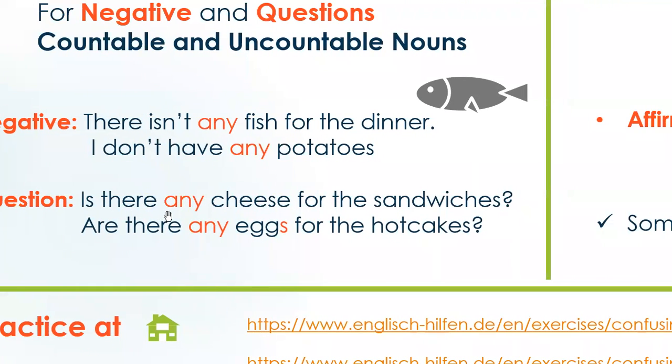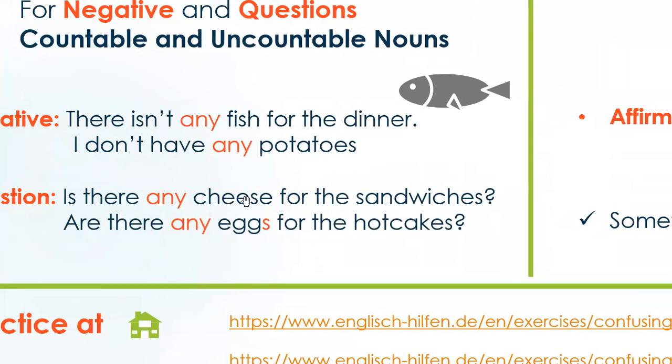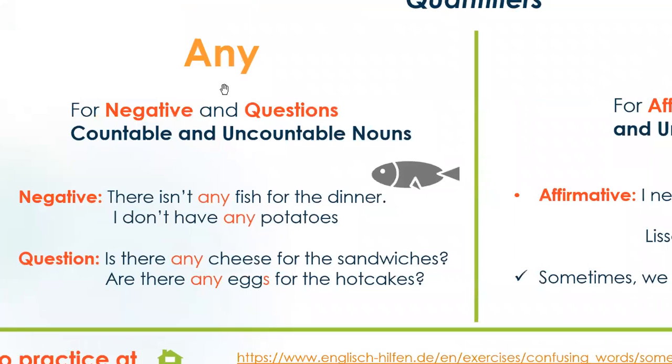Okay. We can use it in questions. Example: Are there any eggs for the hot cakes? Okay. What is the countable in the second sentence? Eggs, because it's plural, yes. And the uncountable in the first sentence? Cheese, correct. Cheese is uncountable. Okay, that is any.